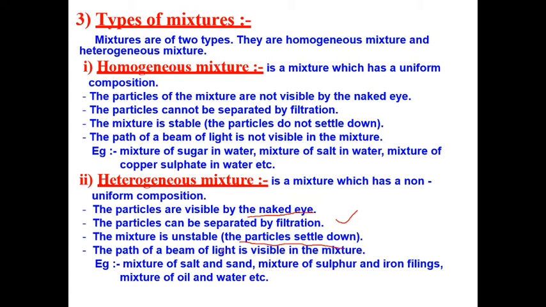If you shine a beam of light, you can easily see the particles of soil in the mixture. That's why it's called a heterogeneous mixture. A mixture of salt and sand, a mixture of sulfur and iron filings, and a mixture of oil and water. You can easily see the oil floating on the surface of the water. These are all examples of heterogeneous mixtures.